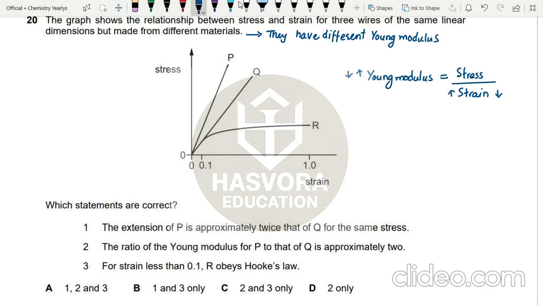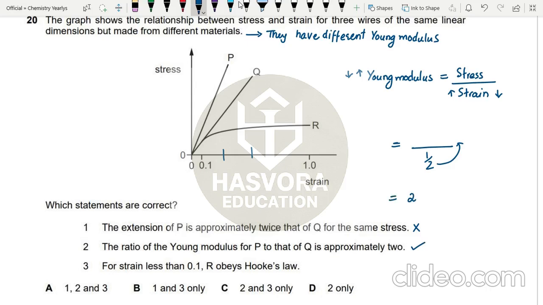Now let's have a glance at the statements. The first one says the extension of P is approximately twice that of Q for the same stress. This is incorrect because the extension, which is the strain, is approximately half that of Q. So this is wrong. The second says the ratio of Young modulus for P to Q is approximately 2. This is correct because the strain is half. If we place the strain as half in the denominator, it moves to the numerator and the Young modulus will be 2 times that of Q. So this is correct.